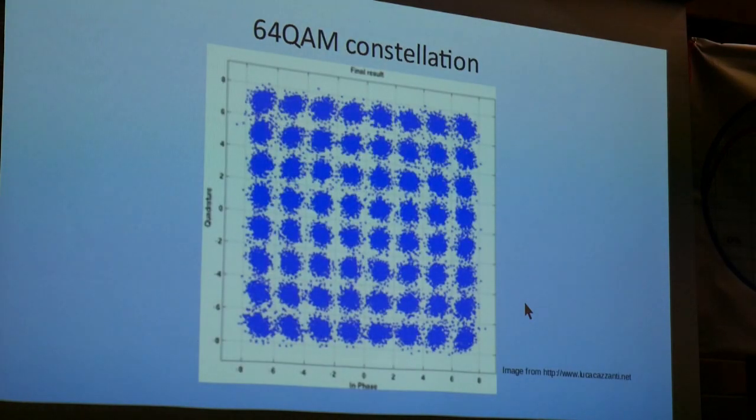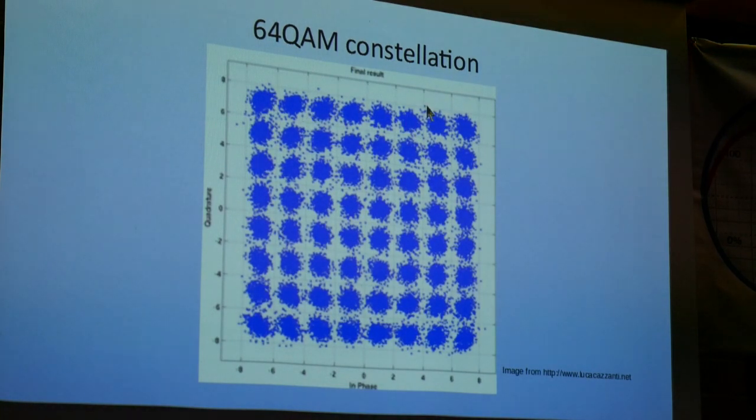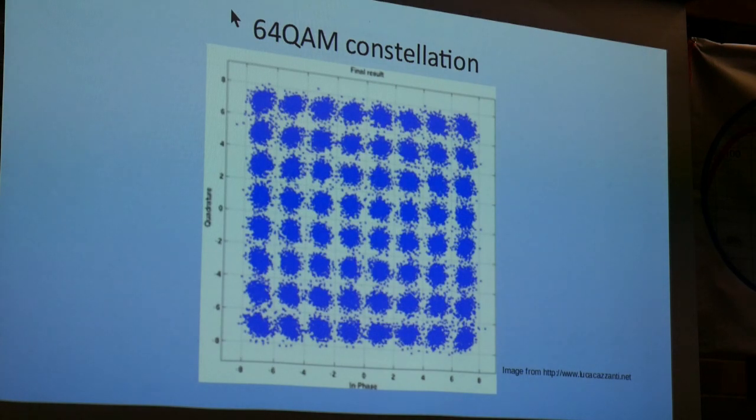That's an example of a 64 QAM constellation with a bit of noise mixed into it. The thing to look at here is that it's got 8 points that way, and 8 points that way. That means you've got 3 bits on this axis, 3 bits on this axis. That's a total of 6 bits. 2 to the 6 equals 64, hence 64 QAM.